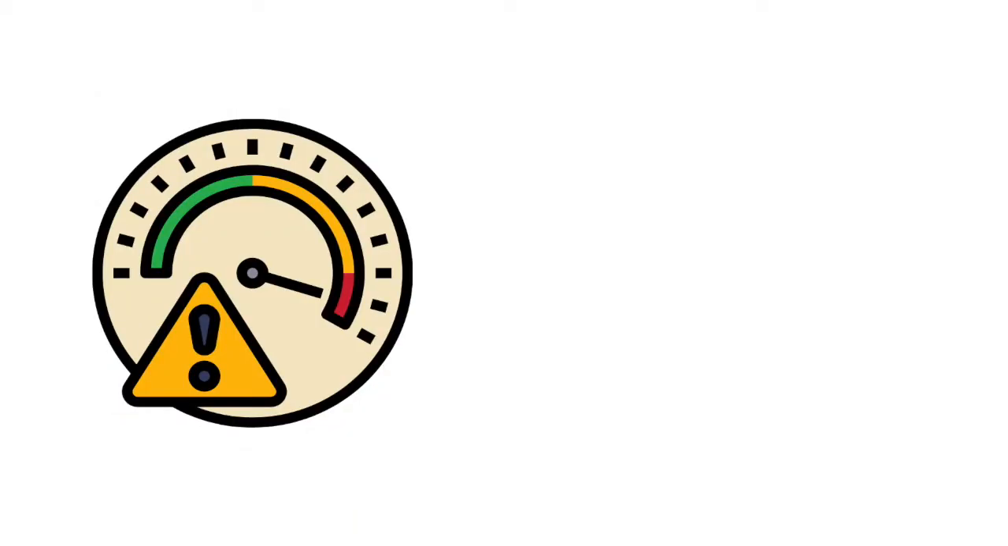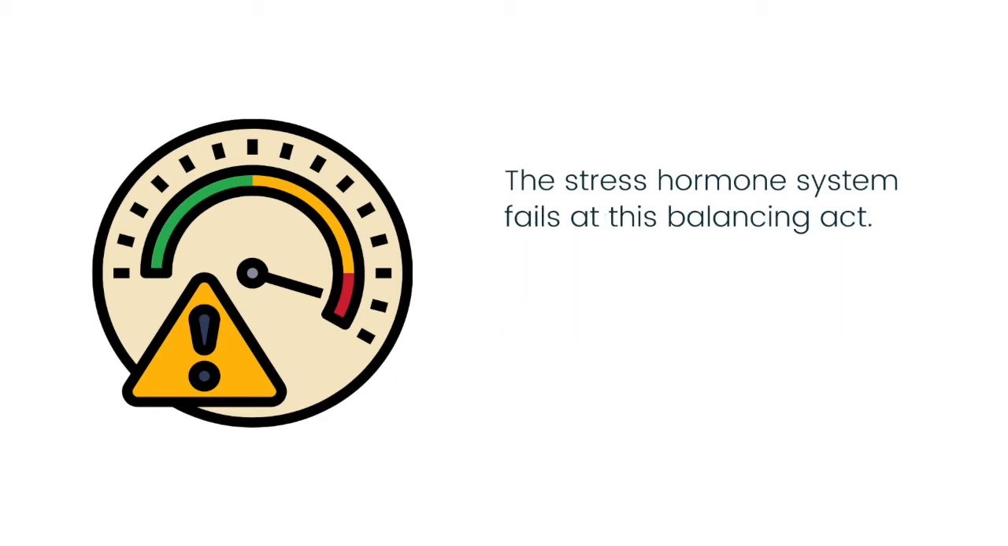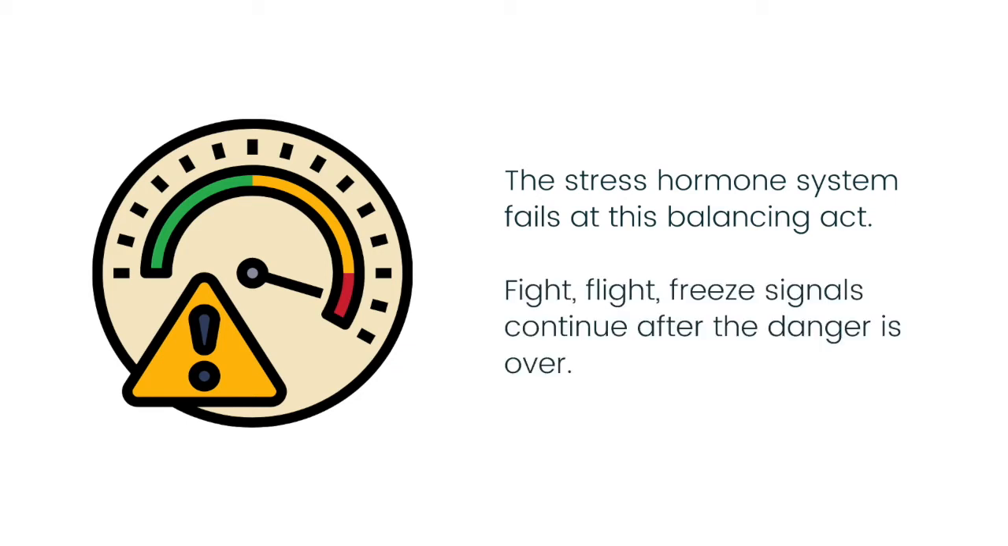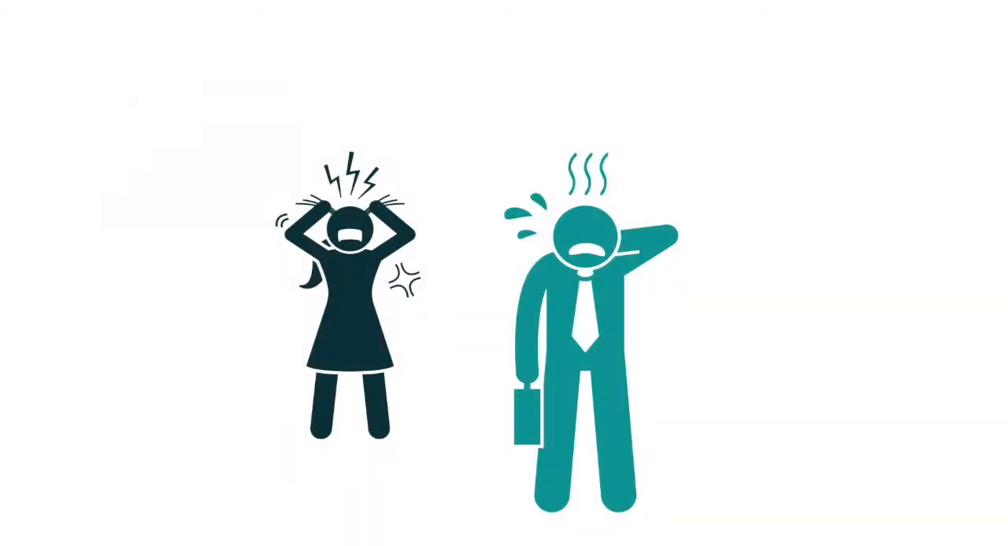One leading expert puts it like this: ideally, our stress hormone system should provide a lightning fast response to threat, but then quickly return us to equilibrium. In PTSD patients, the stress hormone system fails at this balancing act. Fight, flight, freeze signals continue after the danger is over and do not return to normal. Instead, the continued secretion of stress hormones is expressed as agitation and panic, and in the long term wreaks havoc with health. We will return to this in the next session when we discuss something called re-traumatization.